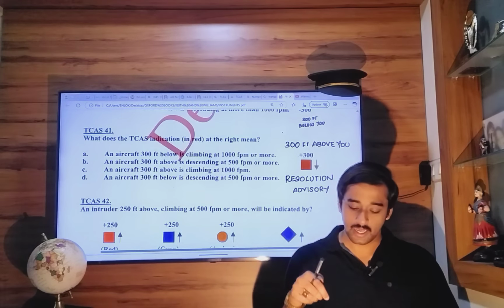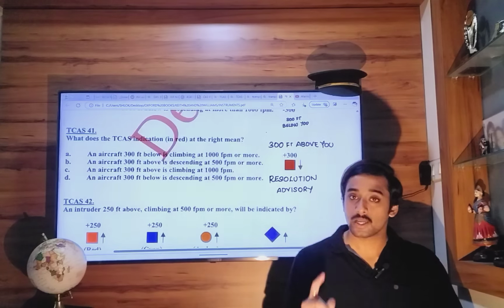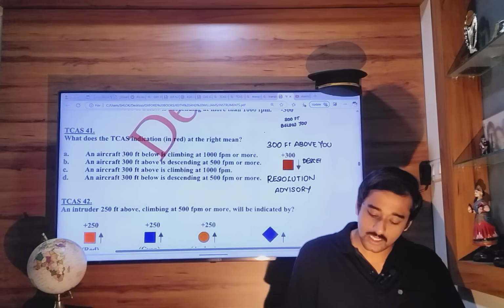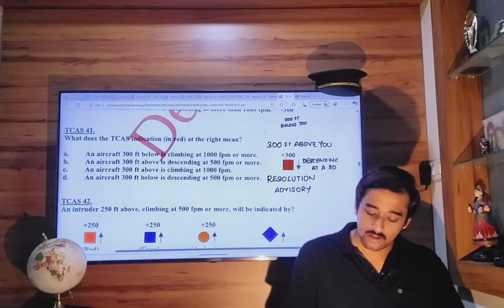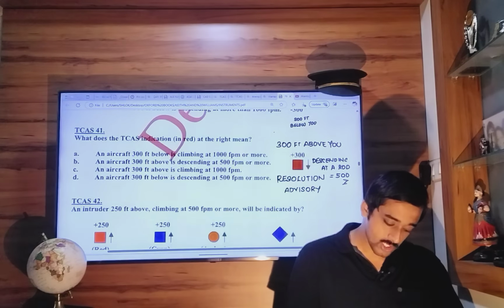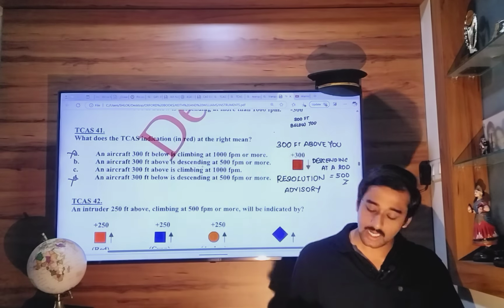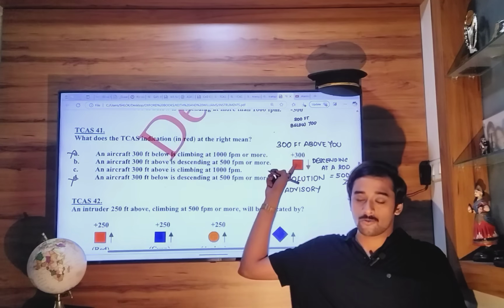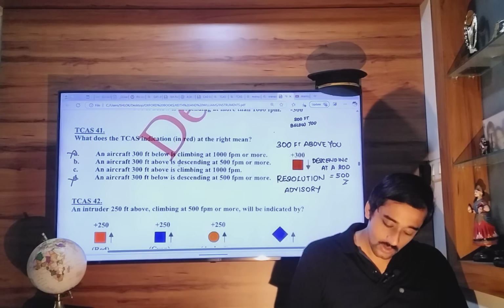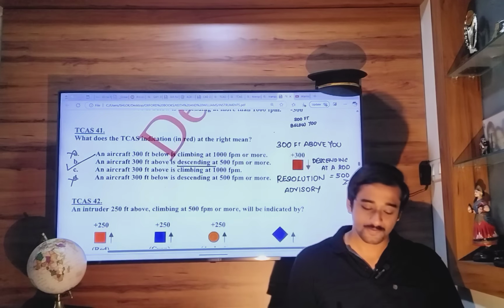This downward trending arrow means that particular conflicting traffic or intruder is descending at a rate of descent equal to 500 feet per minute or more. So what option? Option Alpha is wrong. The aircraft is above you, not below you, and it is descending. This downward pointing arrow means a descent. So option Bravo is the right answer.